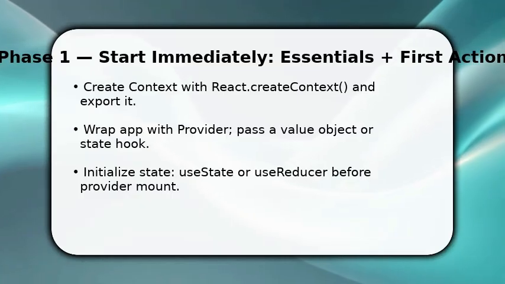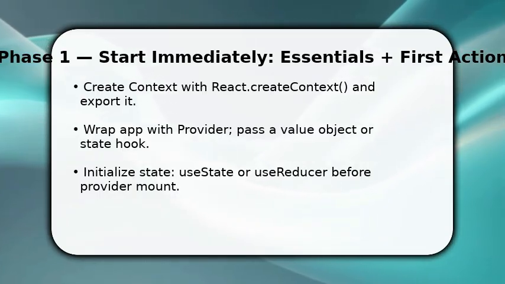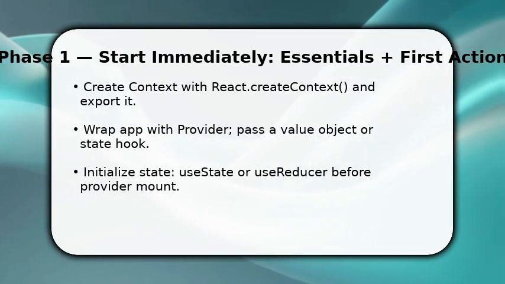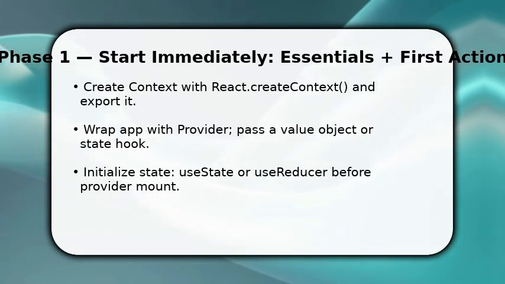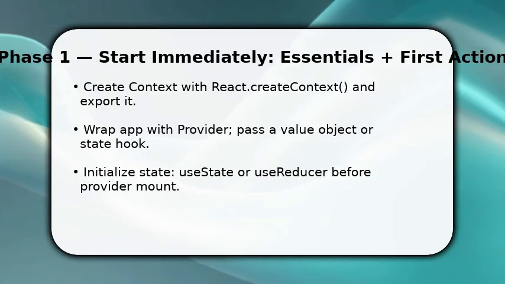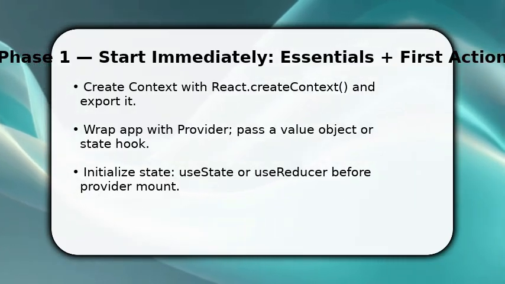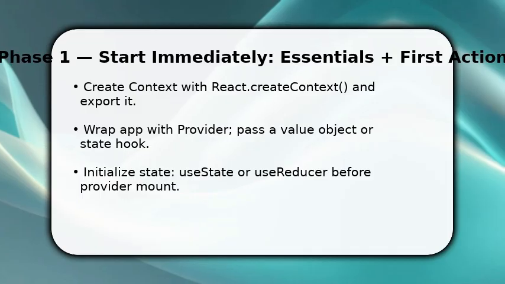You start by creating the context object with React. Create context, and you export it so other files can import it. Next, make the provider the top-level wrapper and pass a value object or the state hook result. This exposes live data. If you use reducer, initialize it now so your value is stable.